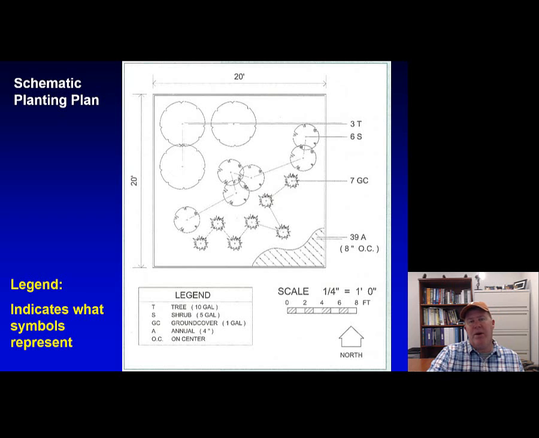And then at the bottom right hand corner of this schematic, we have 39 annuals. A representing annuals that are 4 inch and they are 8 inch on center. So that'll tell you exactly how many annuals we have there, and we have 39.